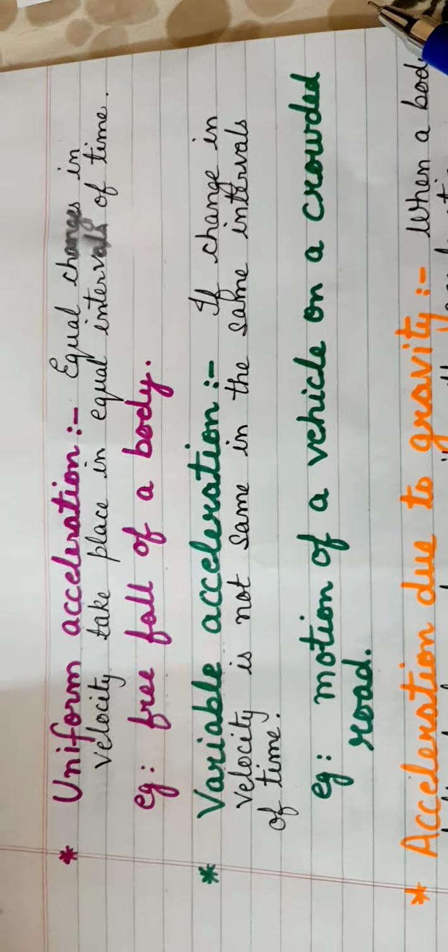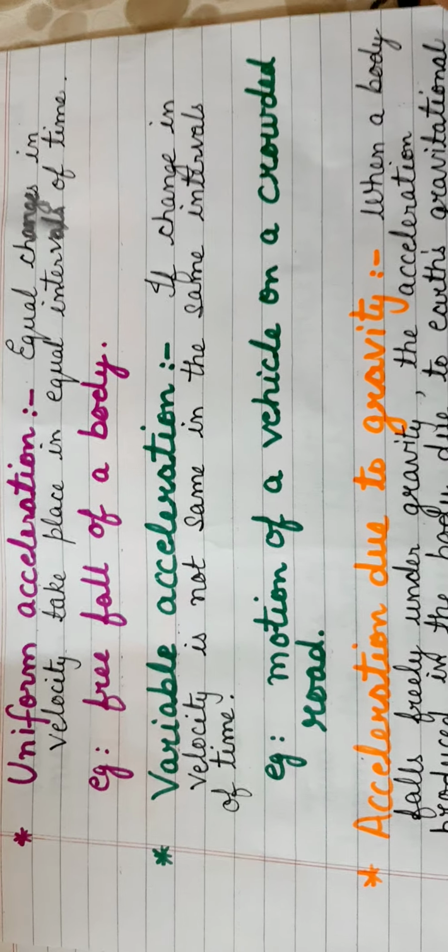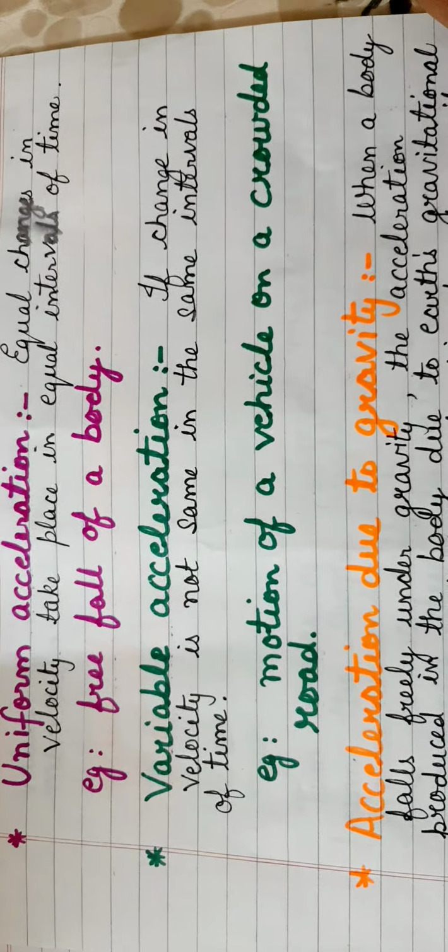Now let us look at what is variable acceleration. If the change in velocity is not the same in the same intervals of time, it is said to be a variable acceleration. The best example is a vehicle which is moving in a crowded area.